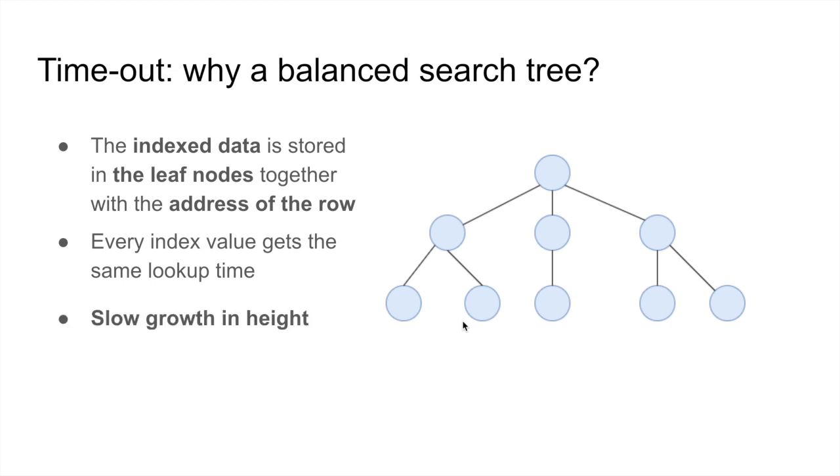Furthermore, a balanced search tree grows really slow in height, but grows faster in width, which means that you can add a whole bunch of new items before an extra level is needed to hold all of the data. That's really important for the lookup time, right? So now that we all know what a balanced search tree is, we can continue with the structure of actual indexes.